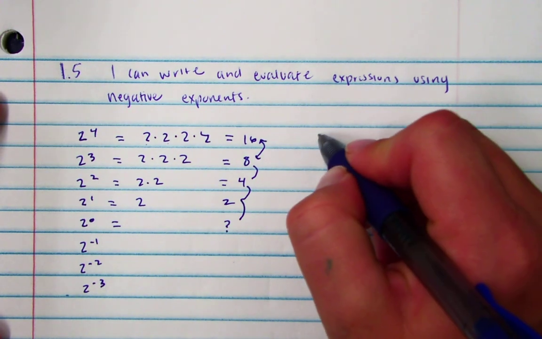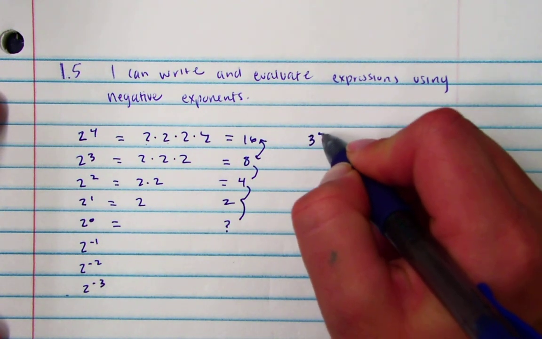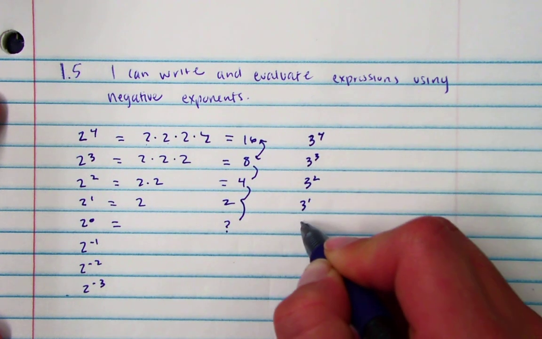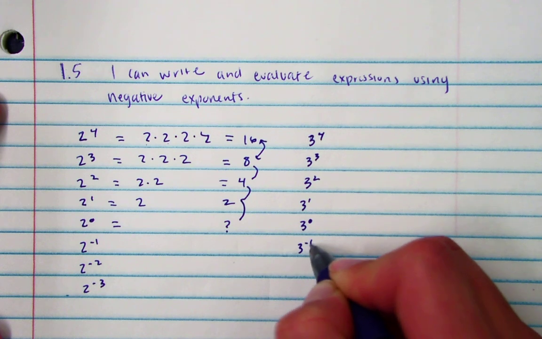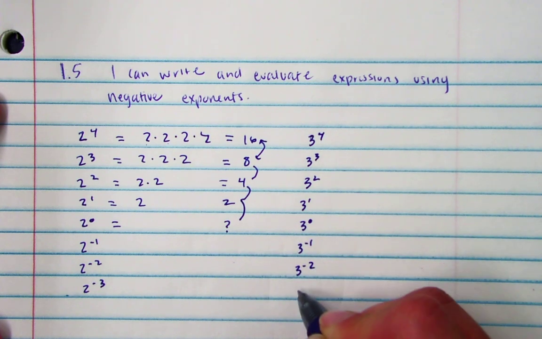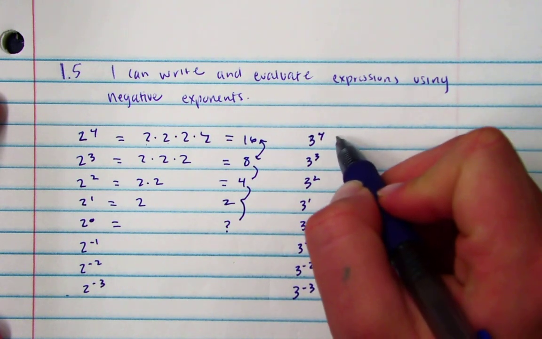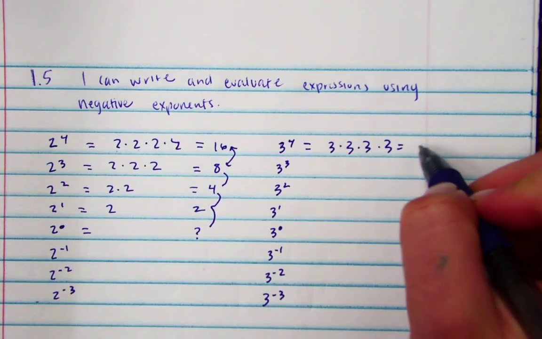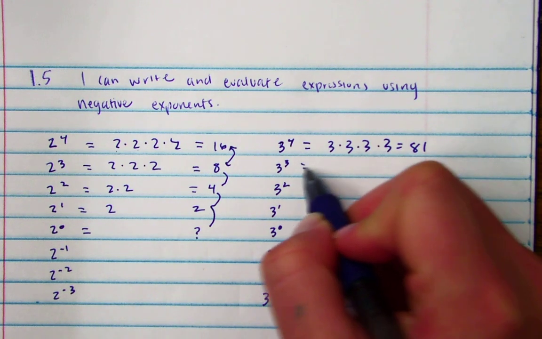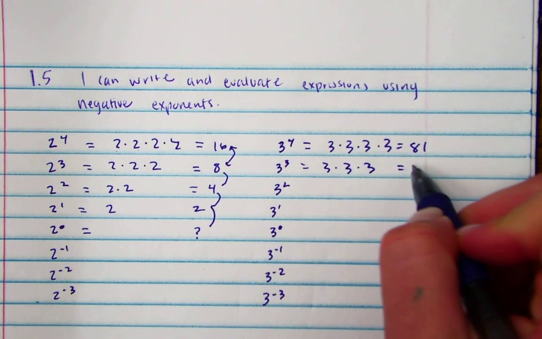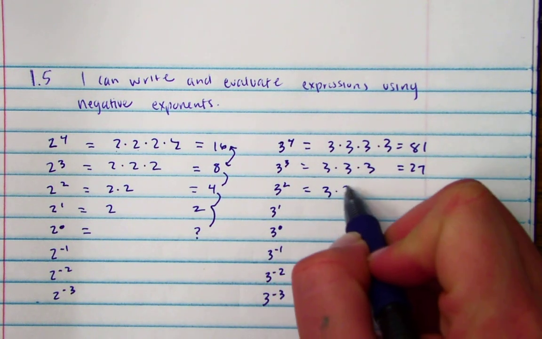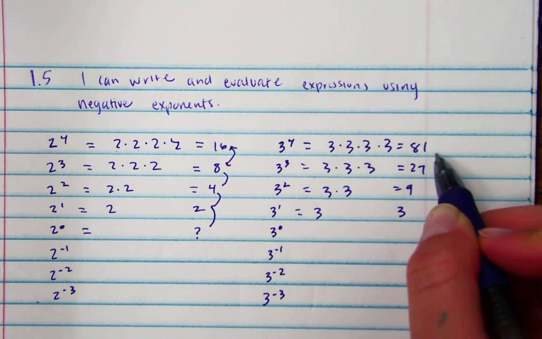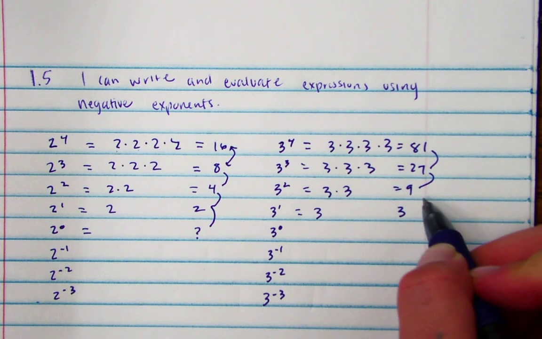We'll go with another example. 3 to the 4th, 3 cubed, 3 squared, 3 to the 1st, 3 to the 0 power, 3 to the negative 1, 3 to the negative 2, 3 to the negative 3. So this is going to be 3 times 3 times 3 times 3, which is 81. This is 27, 9, 3.